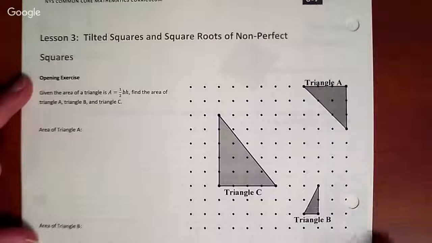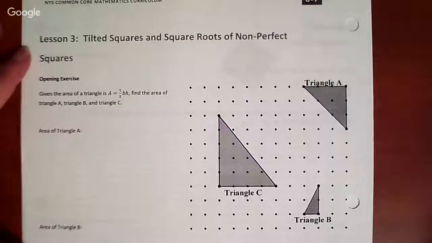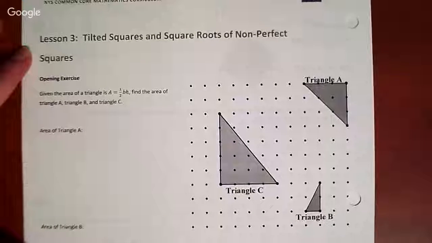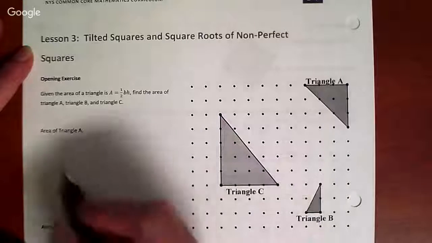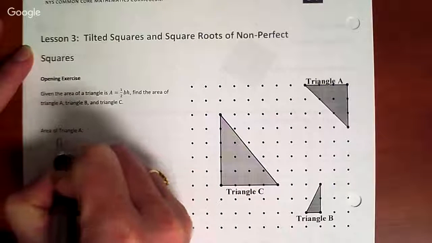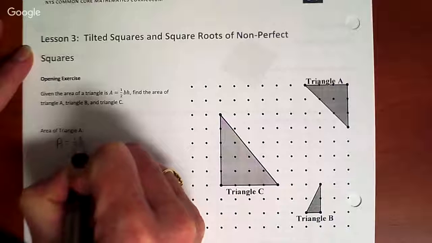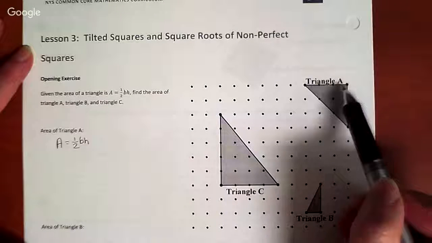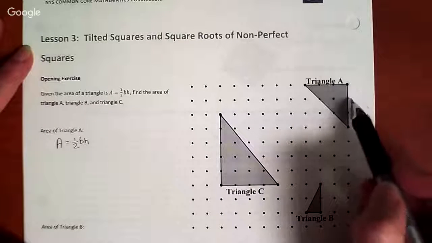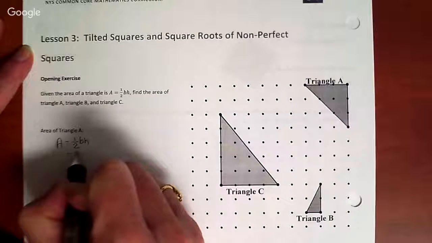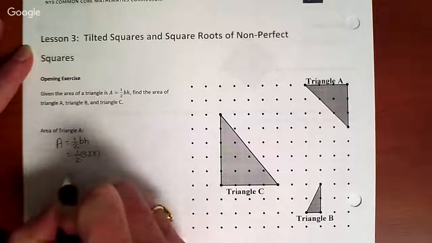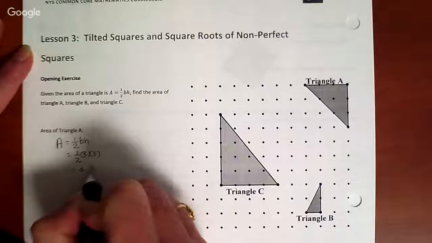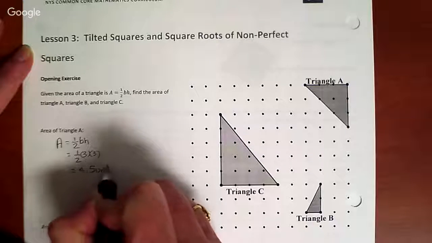This is lesson 3, titled Squares and Square Roots of Non-Perfect Squares. Given the area of a triangle, A equals 1/2 base times height, find the area of triangle A, B, and C. Well, triangle A, area equals 1/2 base times height. So we have 1, 2, 3 by 1, 2, 3. So it equals 1/2 times 3 times 3, which equals 4.5 units squared.